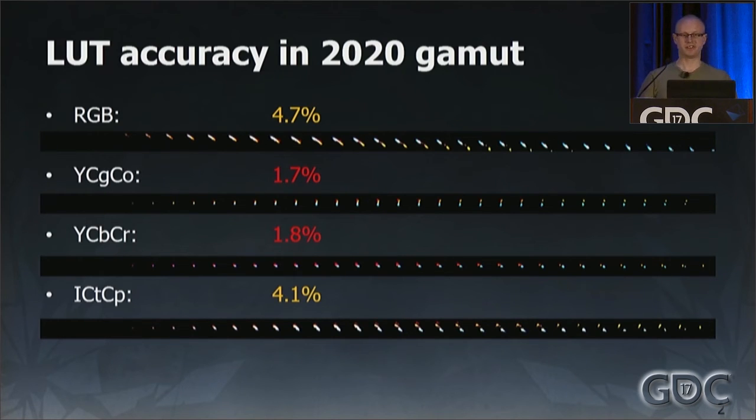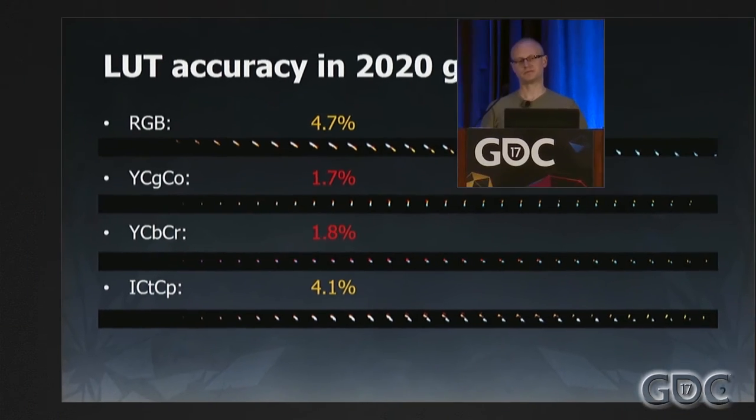YCgCo and YCbCr, they halve again. Back and forth a couple of times. But ICtCp does not change. And that's because ICtCp is a natively wide gamut HDR format. So when moving to wide color gamut, considering using ICtCp for a grading format starts to become really appealing.